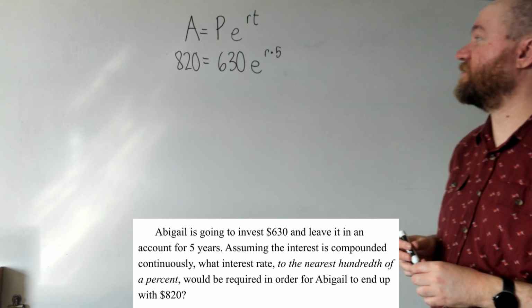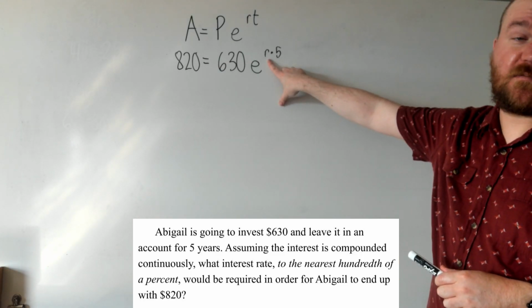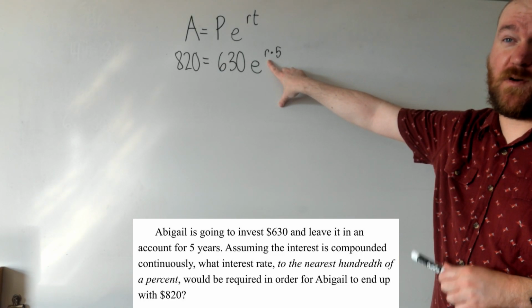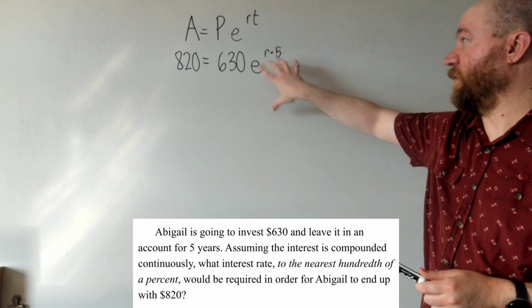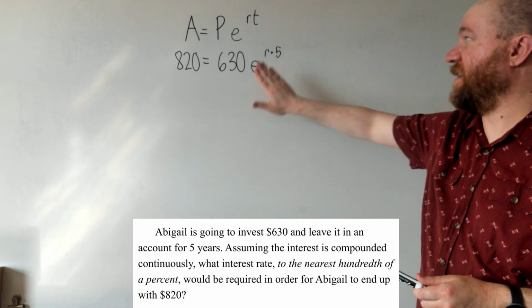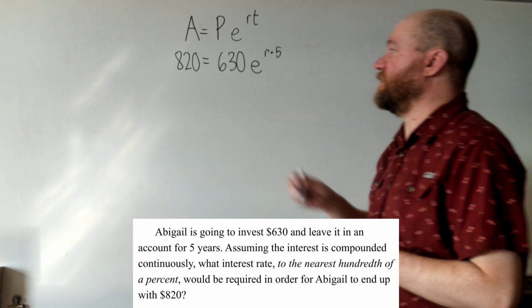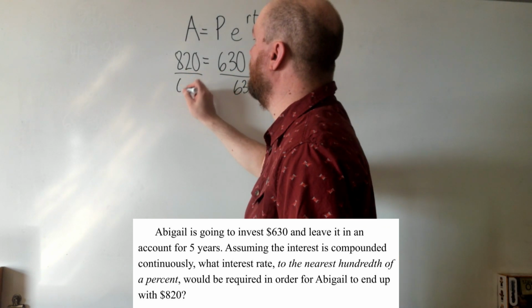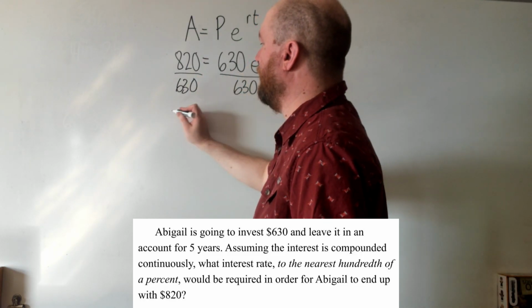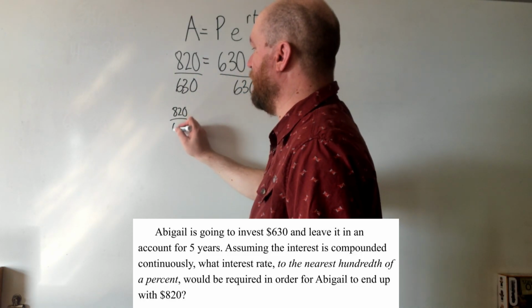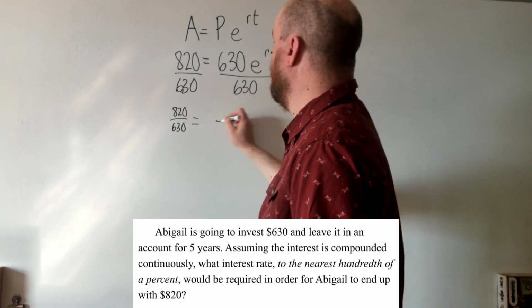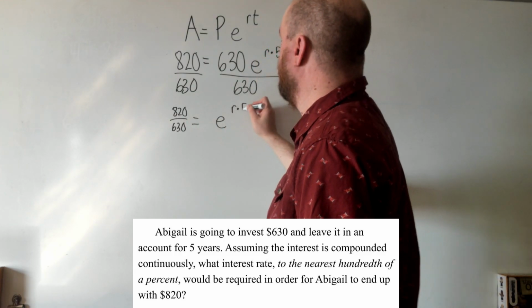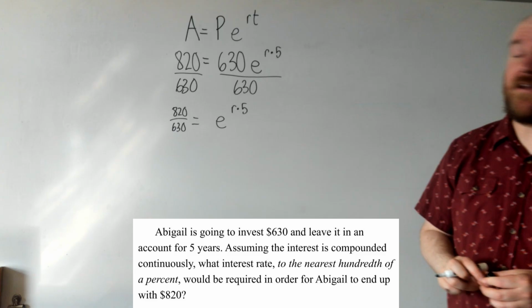So let's start. Oh, there are variables in the exponent. Well, the variables in the exponent, you have to use logs. Can't use logs until it's just a base and just an exponent. So let's get that 630 out of there. And I could simplify that, but I'm just going to leave it as 820 over 630. All right, there we go. We have what we need to do logs.